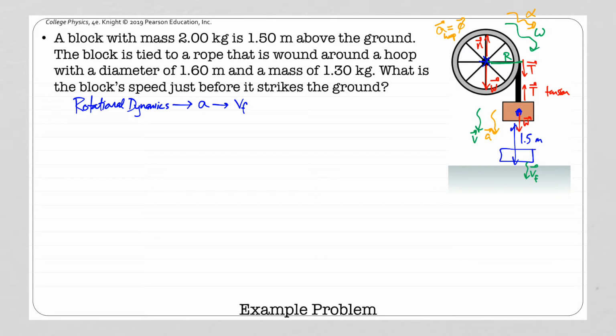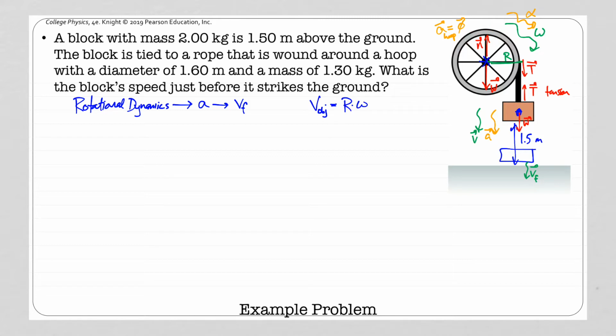And so what we can say here, based on this relationship that we have between these two, is that our constraints are going to be that the speed of the block, the speed of the object as it falls, is going to be r times omega. The speed of the block is the same as the speed of the rope, which is the same as the speed of the outside edge of the hoop, which is our tangential velocity there.